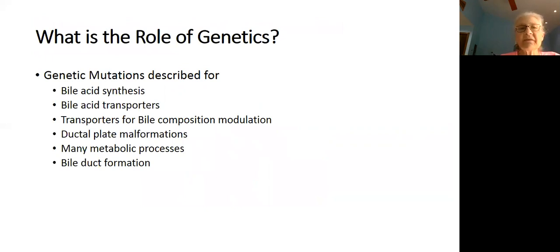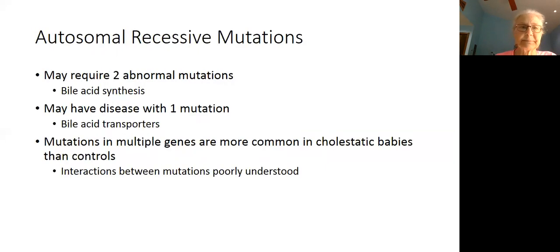And what's the role of genetics? So genetic mutations are described for bile acid synthesis defects, for transporters that help modulate bile composition. We have mutations for ductal plate malformations and many of the metabolic processes, and for bile duct formation in things like Alagille's and Byler's syndromes.